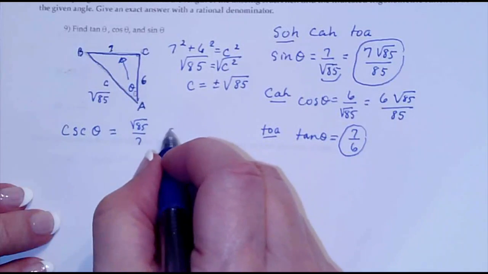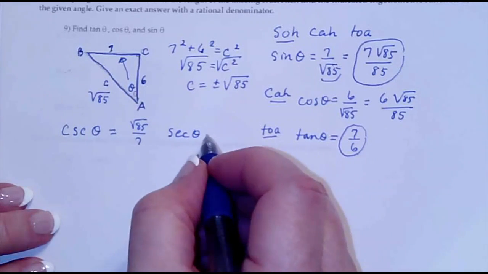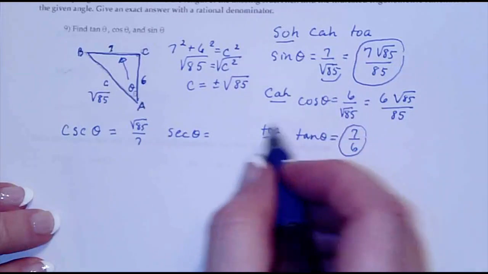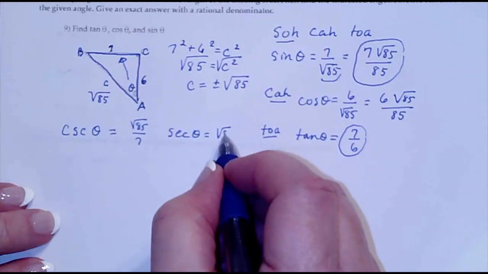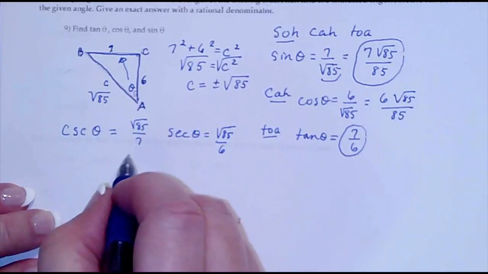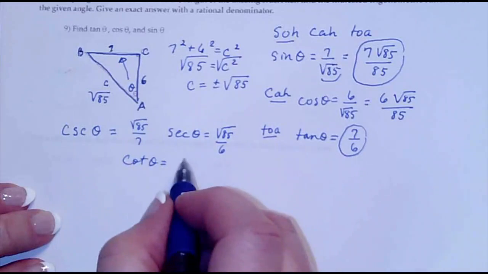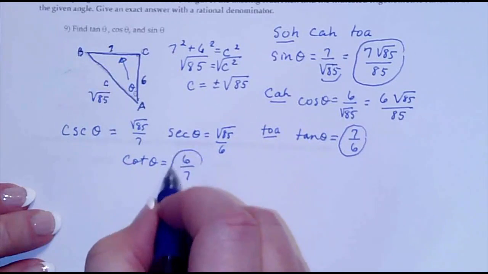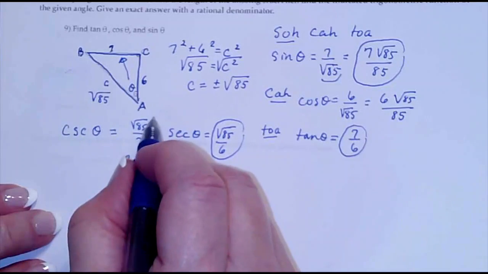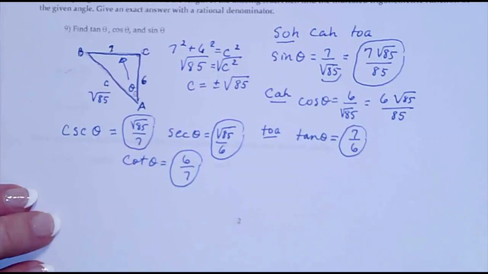And then if I do secant, secant is the reciprocal of the cosine. So the reciprocal of the cosine, here in the middle, would be square root of 85 over 6. And then the last one is cotangent. Cotangent is the reciprocal of tangent, so we'd have 6 over 7. So like I said, once you get the first three using SOHCAHTOA, then you just have the other three by using the reciprocals.